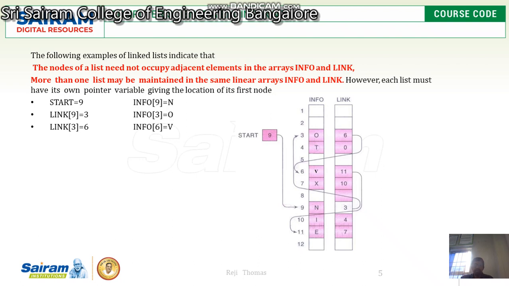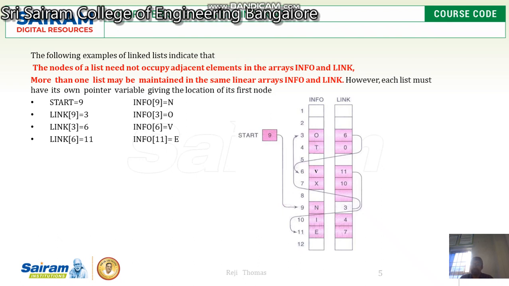Next you have to look at the link of 6, where you can find the address 11, and you should go to the address 11 where you can find a character E. So if you look at these two arrays very carefully, we can see that all the nodes are not stored in adjacent memory locations. It's not mandatory that you store every element or every node in adjacent memory locations.